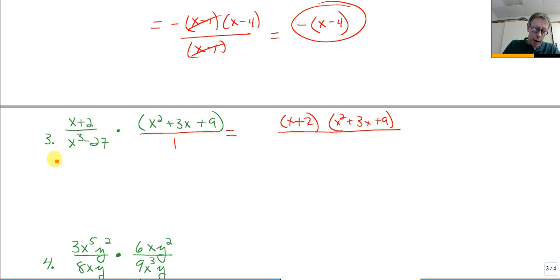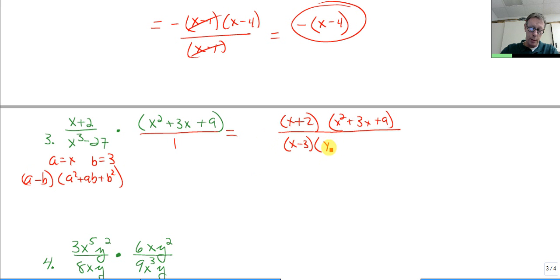So remember, this a would be x, b would be equal to 3, and the formula for that would be a minus b times a squared plus ab plus b squared. So let's go ahead and put those in there. a minus b would be x minus 3. Now I would have a squared, so that would be x squared plus 3x plus b squared would be plus 9.